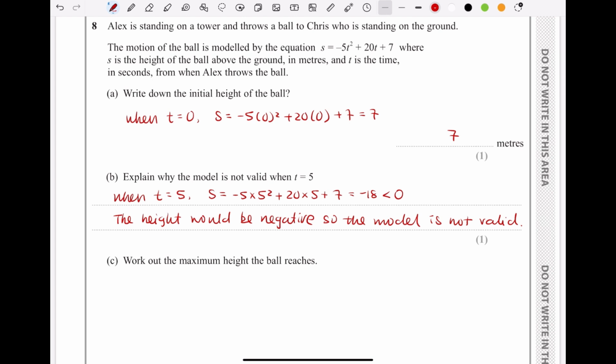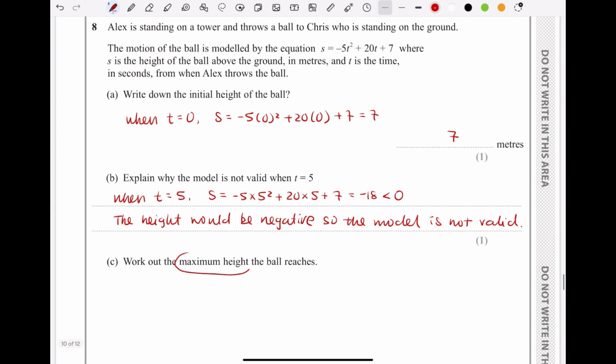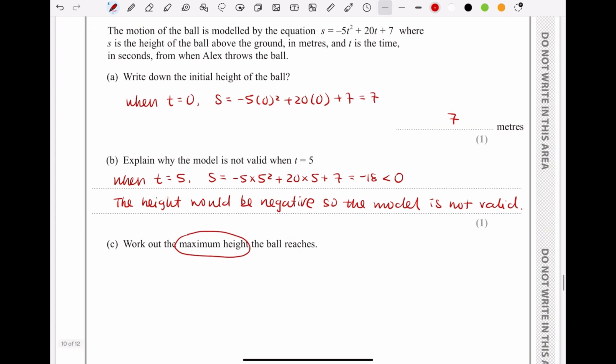Part C is to work out the maximum height of the ball. So what we need to do is to find the maximum point, which we can do by completing the square. What I'm going to do now is to factorize -5 out of the first two terms. We will have -5(t² - (4/5)t) + 7.